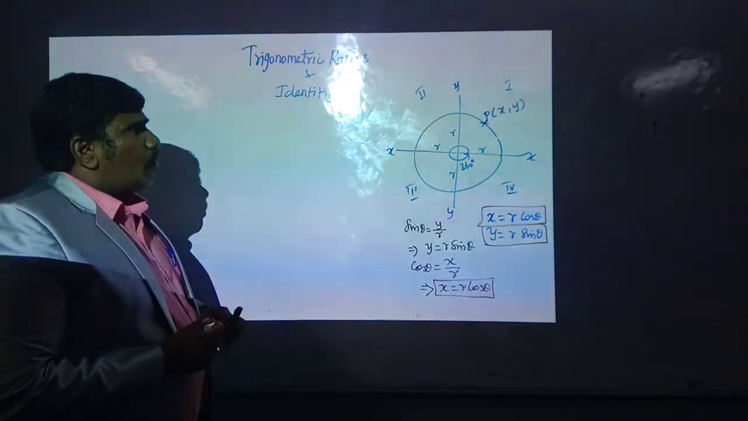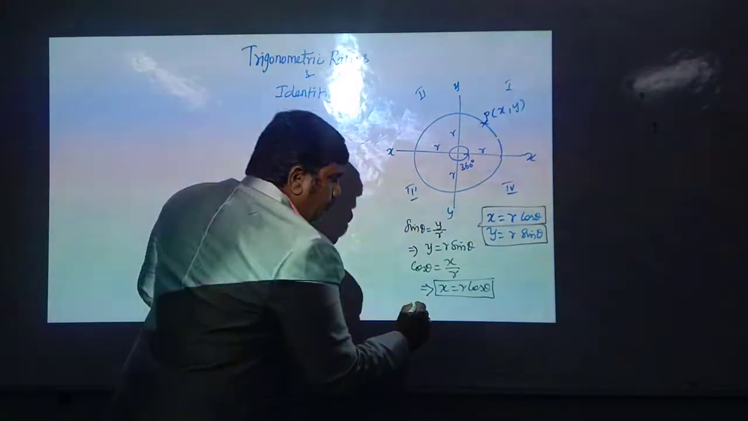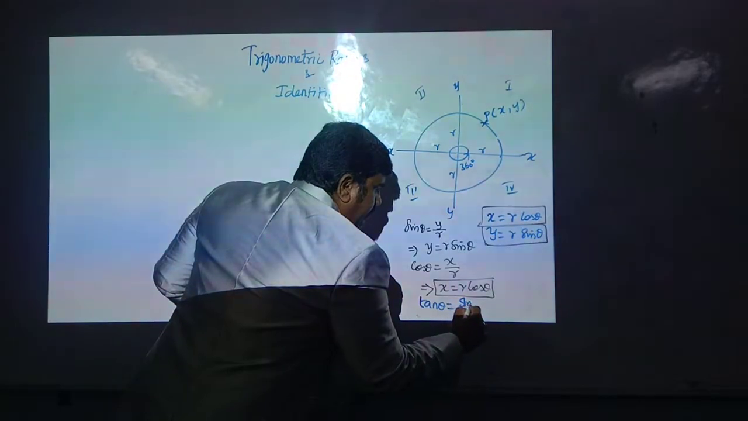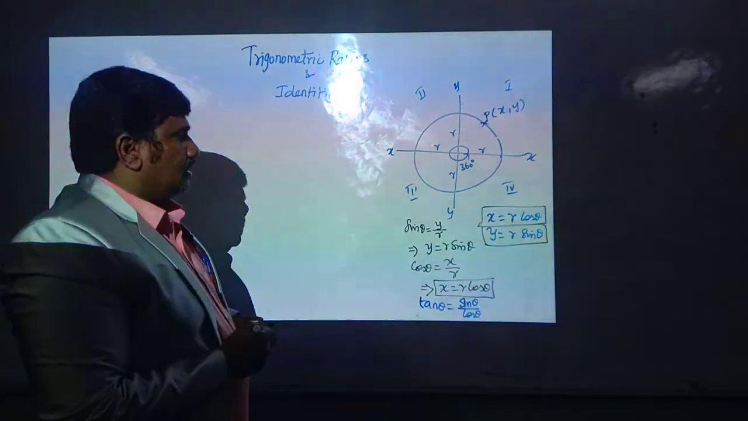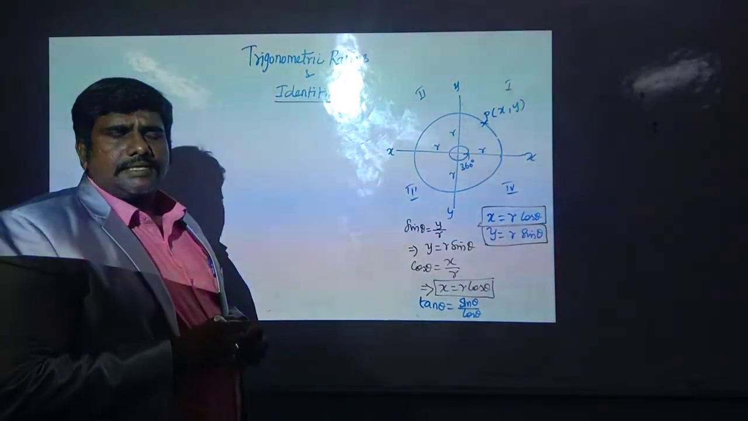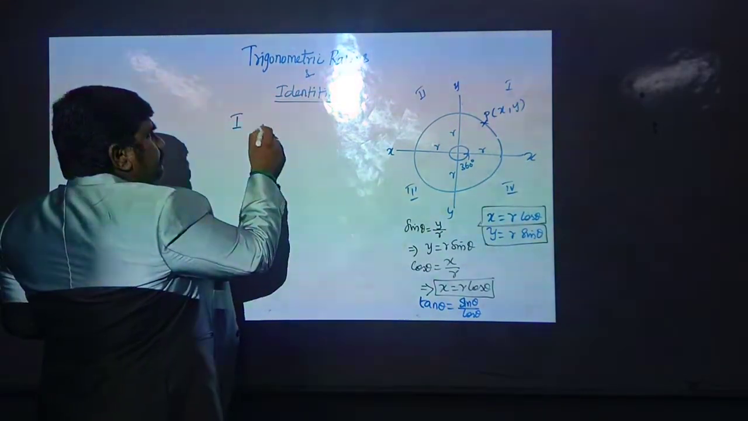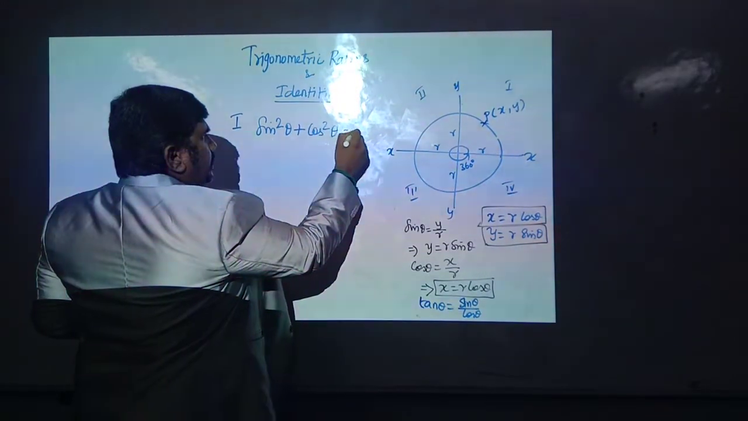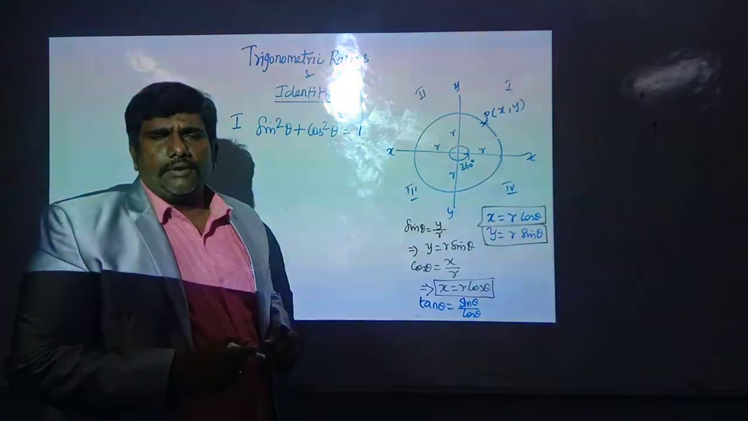Now, what are the identities? As I already told you, tan theta is equal to sin theta by cos theta, which we also saw in the last class. Now coming to the identities, we have three basic identities, which are very important. The first identity is sin square theta plus cos square theta equals 1.